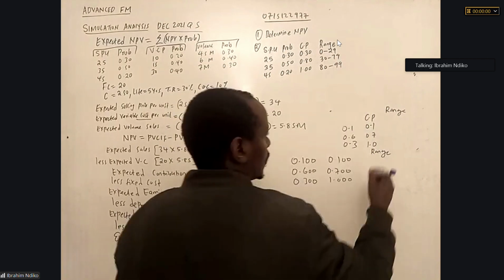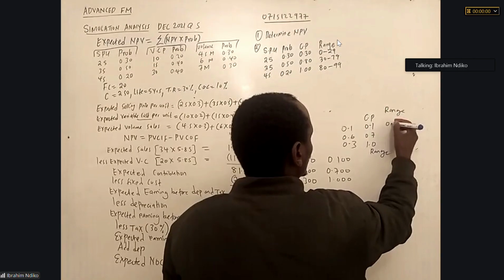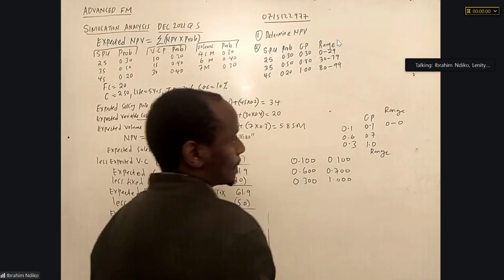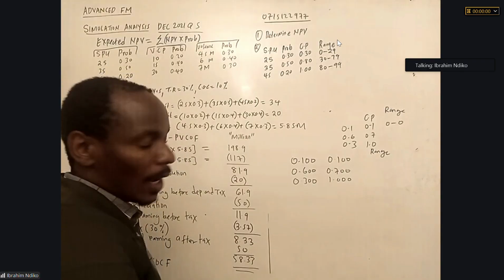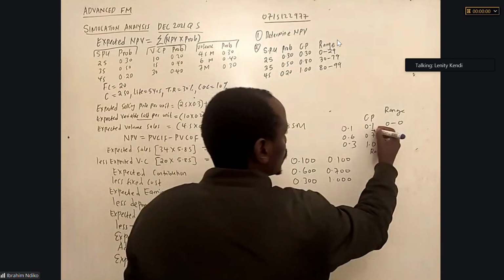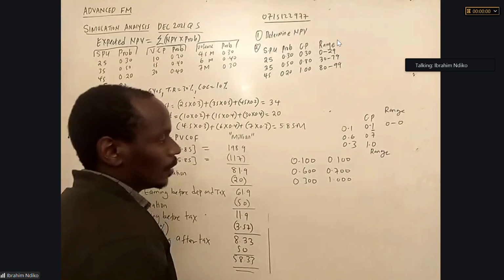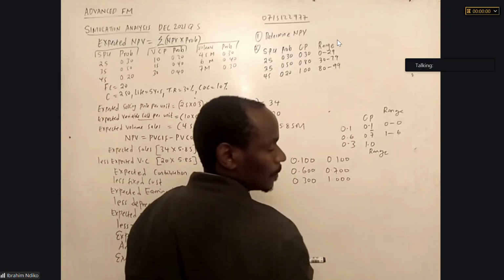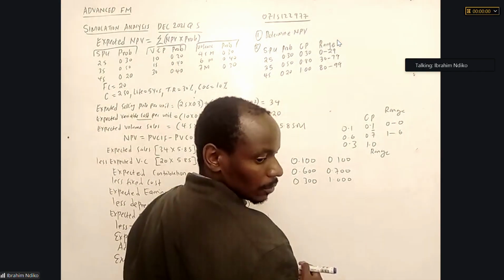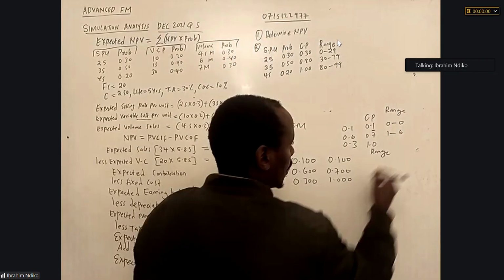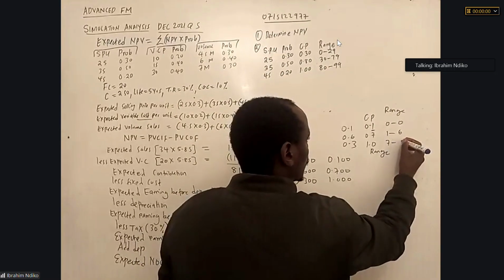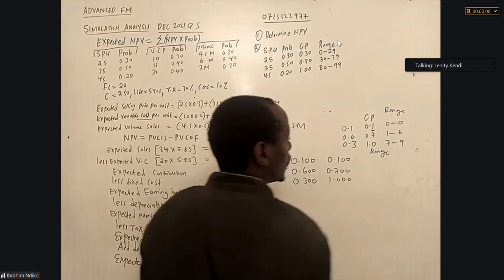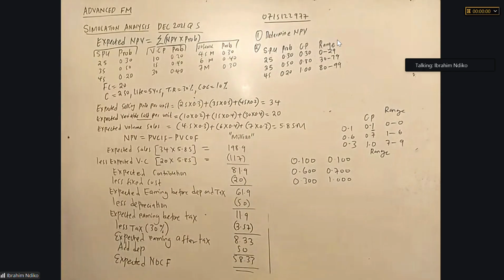Haya, ukija hapa itakuwa from 0 to 0. Ni 1. Wewe unachukua namba ya mwisho, hii ni 1. Then ingine itakuwa from 1 to 6, and then 7 to 9. Umetoa 0.